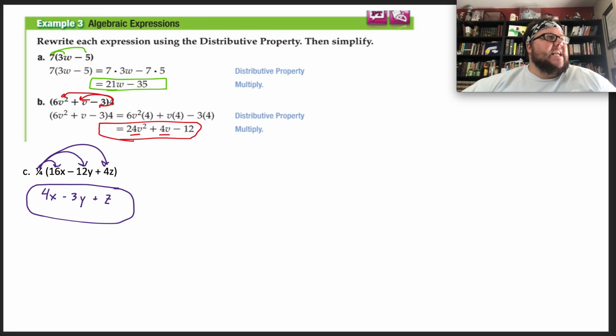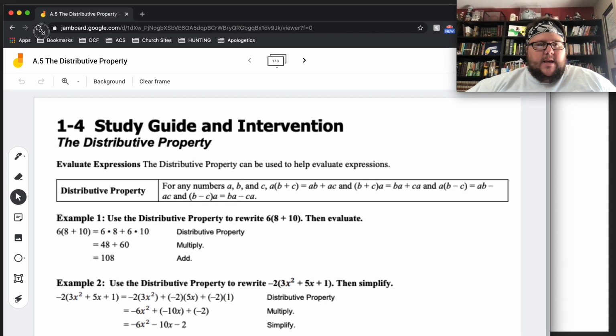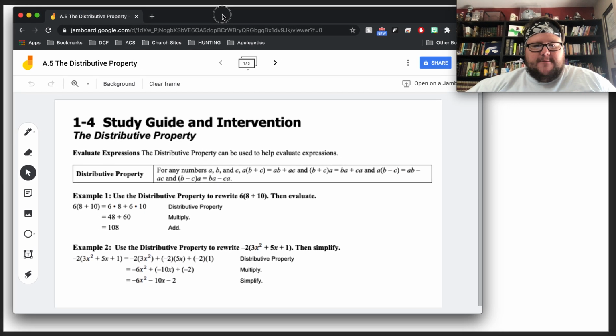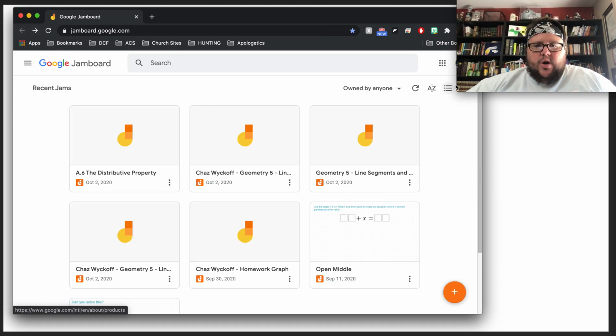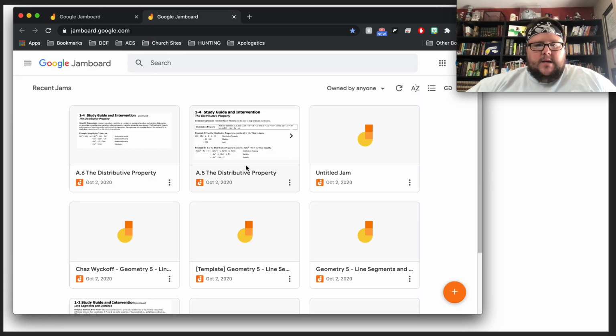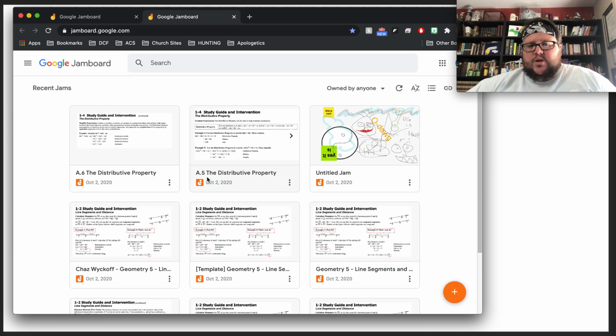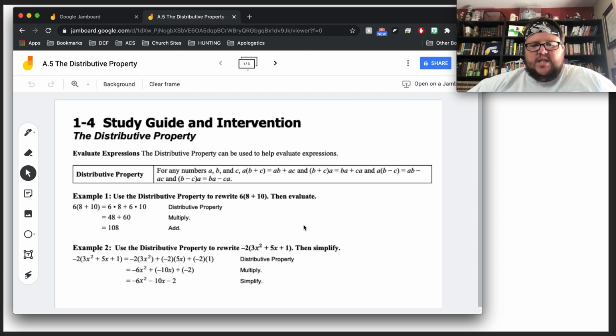Today I'm assigning you a Jamboard, so this is what your Jamboard's going to look like. Let me shrink this so that it fits. You're going to open up a Jamboard. The Jamboard, you're going to be doing algebra worksheet number 5 today. So I'm going to click it. And the first page is just an example page, just what we've done already, so you can see 2 problems.